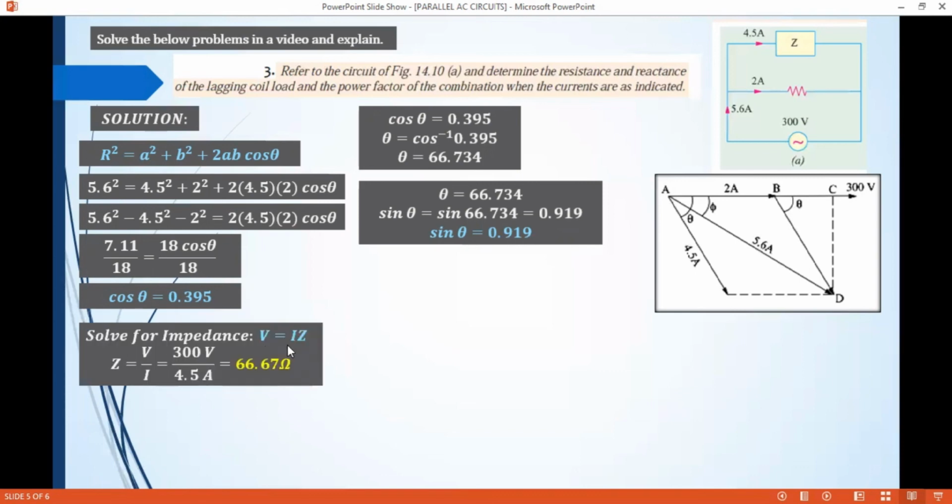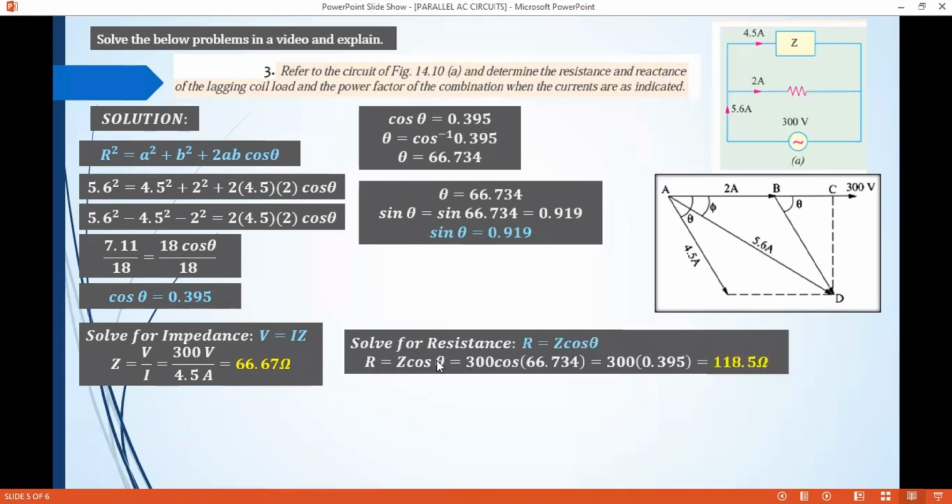So solve for the impedance. Since we need to determine the resistance and the reactance, we first need to identify the impedance. From the formula V is equal to IZ, we have Z is equal to V over I. So V is 300 voltage here, and the current is 4.5 ampere, since it is the current for our impedance. Then divide: 300 divided by 4.5 is 66.67 ohms. So that is for the impedance.